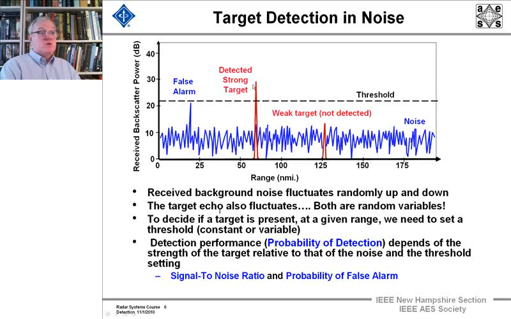And here we have a strong target that's detected. It's above the threshold. Here we have a false alarm, which almost gets detected. And here we have a weak target, which is not detected. Excuse me, this false alarm, this blue dashed line, it should go up a little further and just barely be detected. That was a mistake in the artwork.